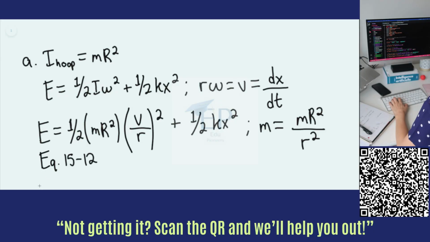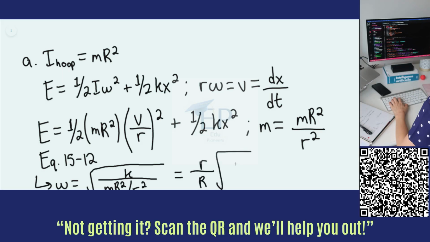which is now giving us omega equaling the square root of the spring constant divided by, again, mr squared divided by r squared. This is giving us r over r multiplied by the square root of k divided by the mass m. And this would be essentially our equation for the angular frequency.